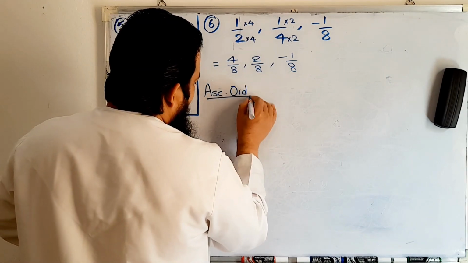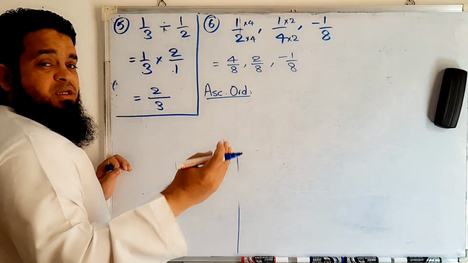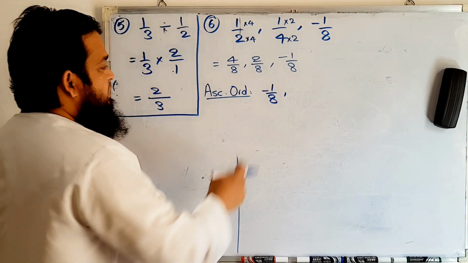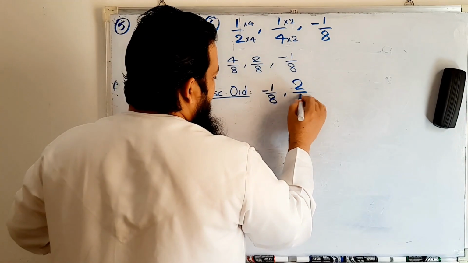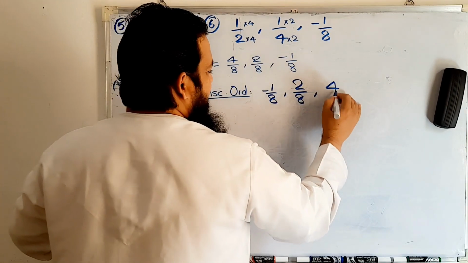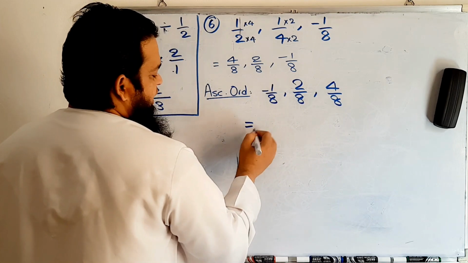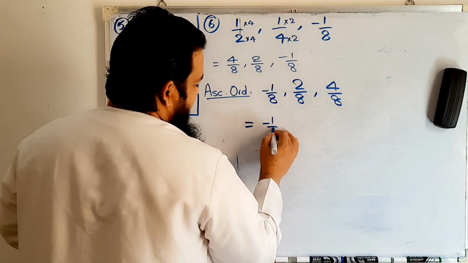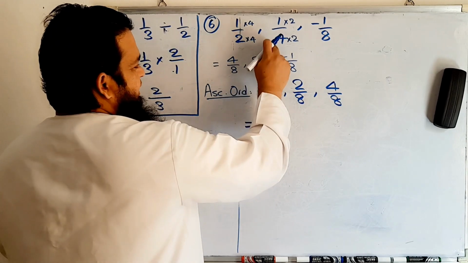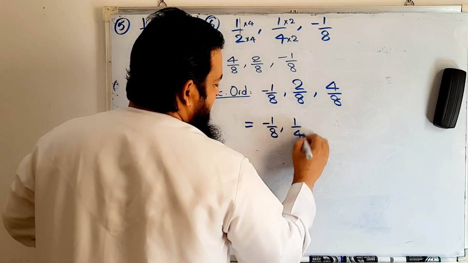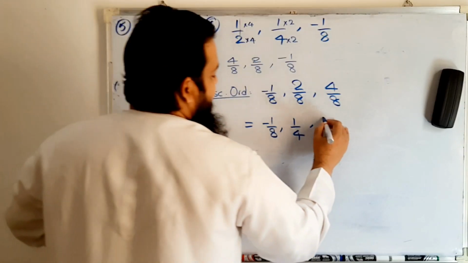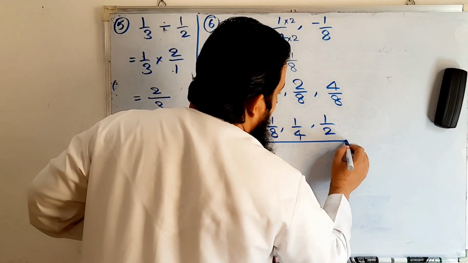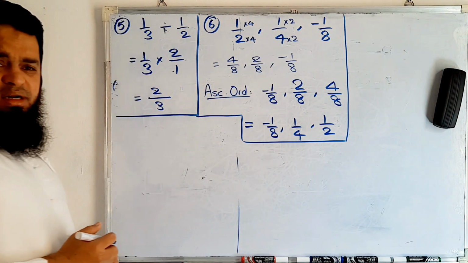So what is the ascending order? Smallest number first: minus 1 by 8. Next smallest, 2 by 8. Next, 4 by 8. When we change them back into their original numbers, minus 1 by 8 stays minus 1 by 8, 2 by 8 is the second number, that means 1 by 4, and 4 by 8 is nothing but 1 by 2. I hope you understand this, right?